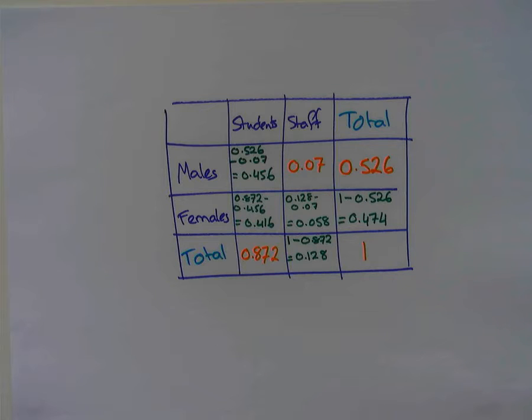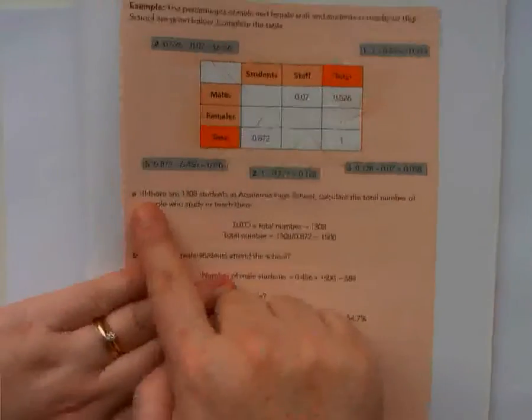Continuing on with the questions now on page 67. So we've set up our table. Now we've got some questions that we want to answer about that table. So we're going to start by looking at question A here.